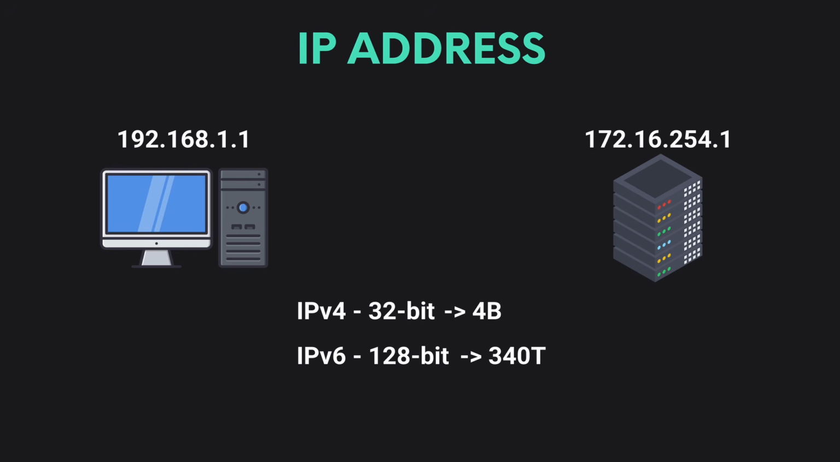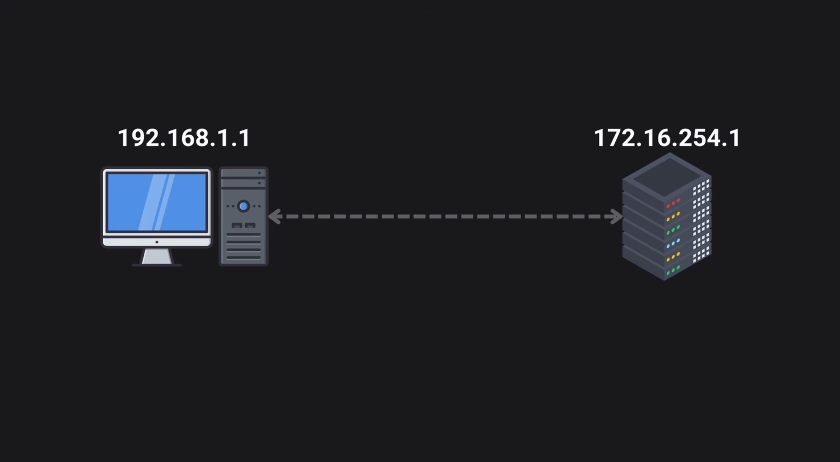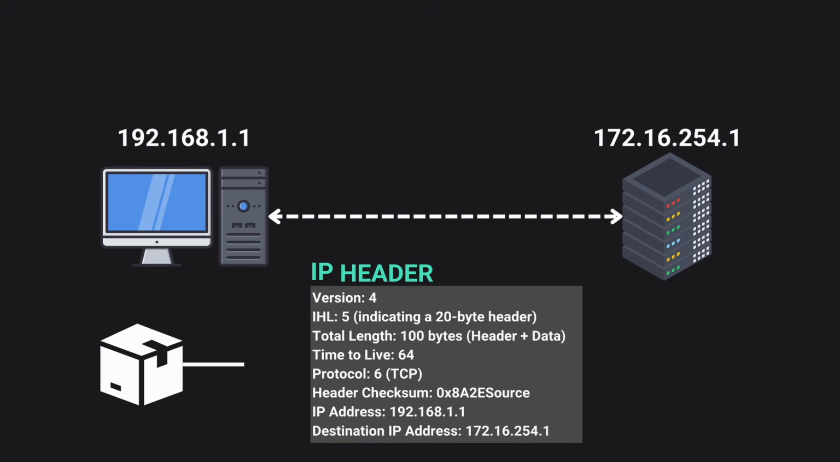When two computers communicate over a network, they send and receive packets of data. And each packet contains an IP header, which contains essential information like the sender's and receiver's IP addresses, ensuring that the data reaches the correct destination.